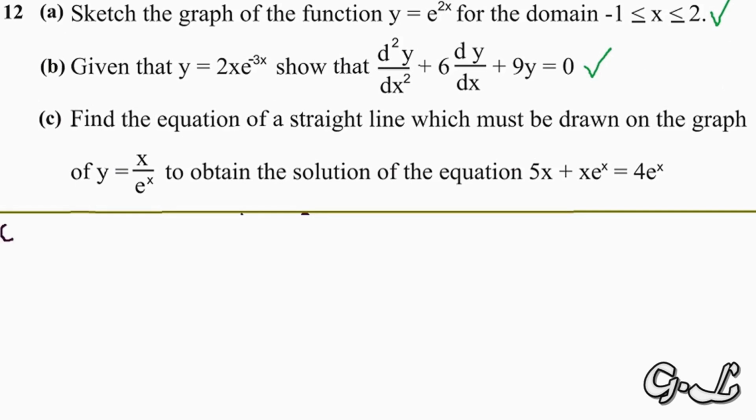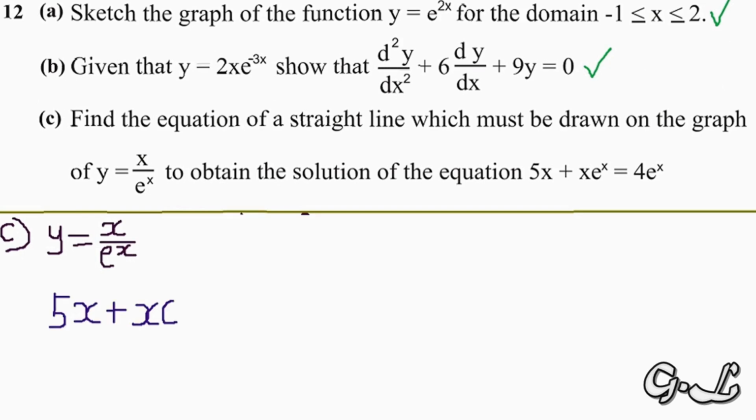Part C is stating: find the equation of a straight line which must be drawn on the graph of y is equal to x over e to the x to obtain the solution of the equation 5x plus x e to the x is equal to 4e to the x. So what we're going to do is write the first equation that we're given, y is equal to x over e to the x. And then we're also going to write the second equation, 5x plus x e to the x is equal to 4e to the x.